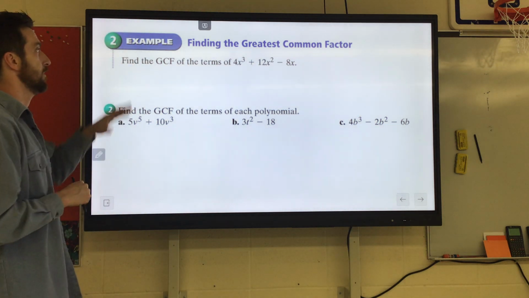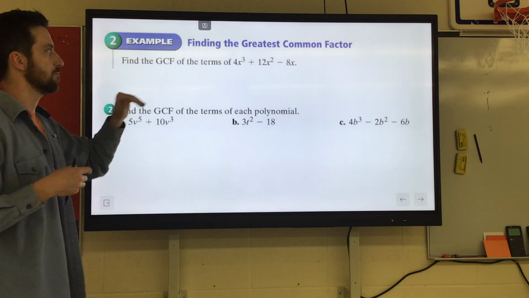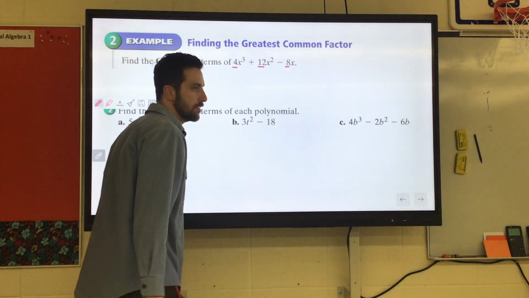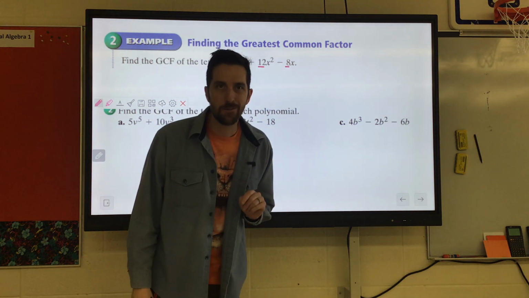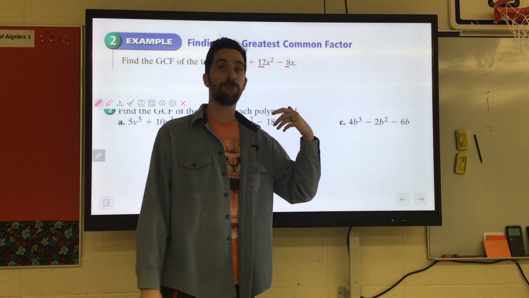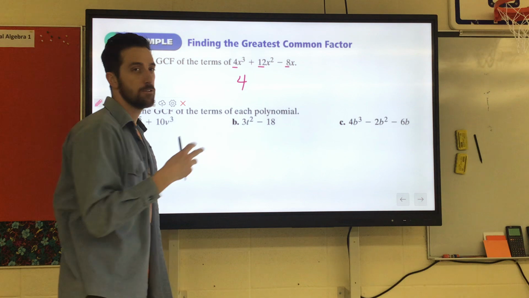Find the greatest common factor, GCF, of those 3 terms. So what I like to do is I look at the numbers first. We have 4, 12, and 8. You might be like, hey, 2 goes into all those. That's true, but it's not the greatest common factor. 4 goes into all of those. So 4 would be the greatest common factor of those numbers.